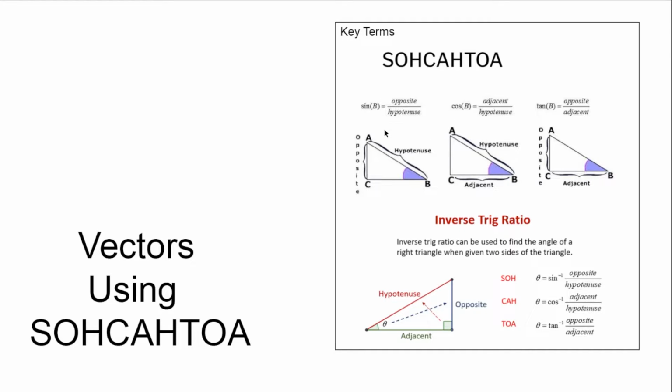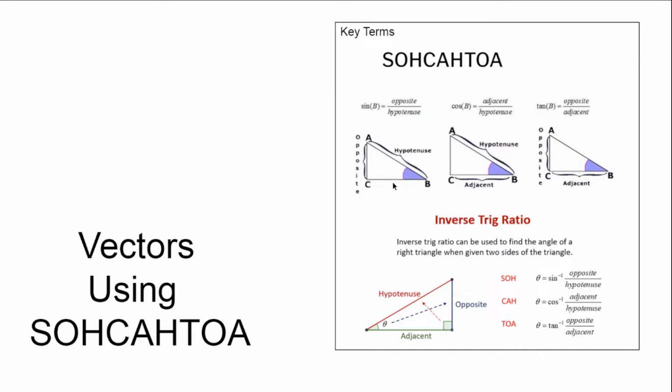So let's just do a little bit of definitions. Opposite is the leg, this flat bit, that's completely opposite from where the angle is. If that makes any sense. That's probably the most simple one.